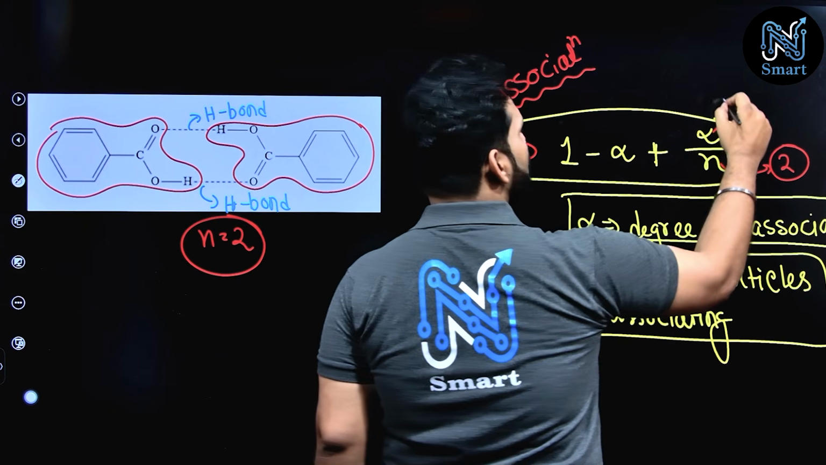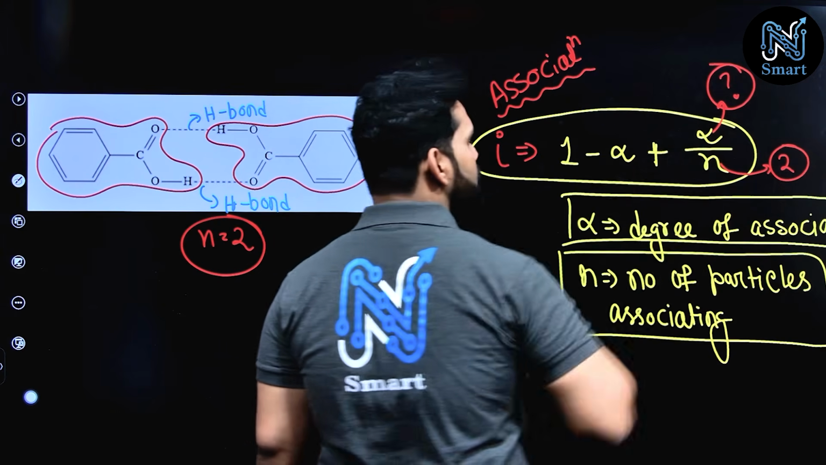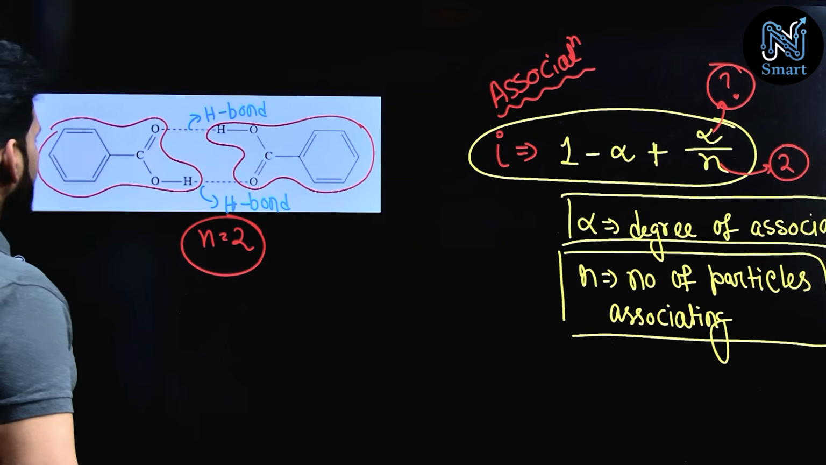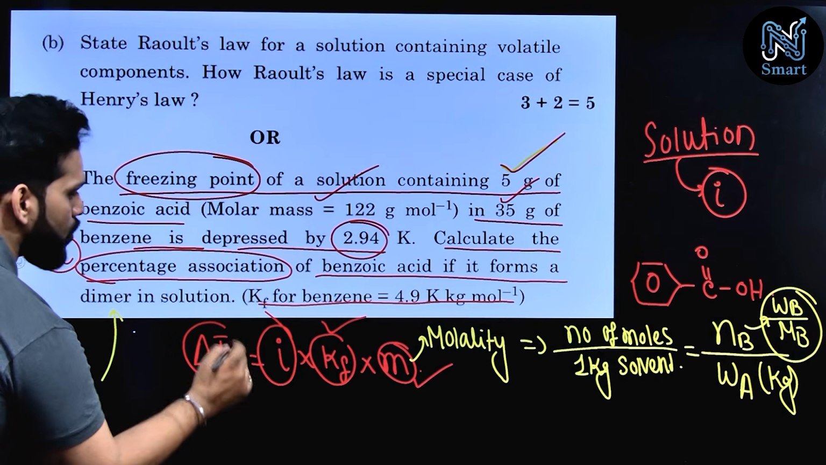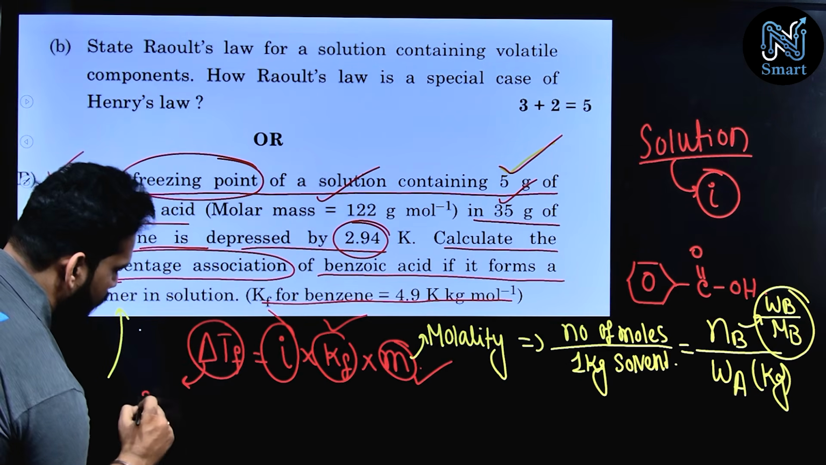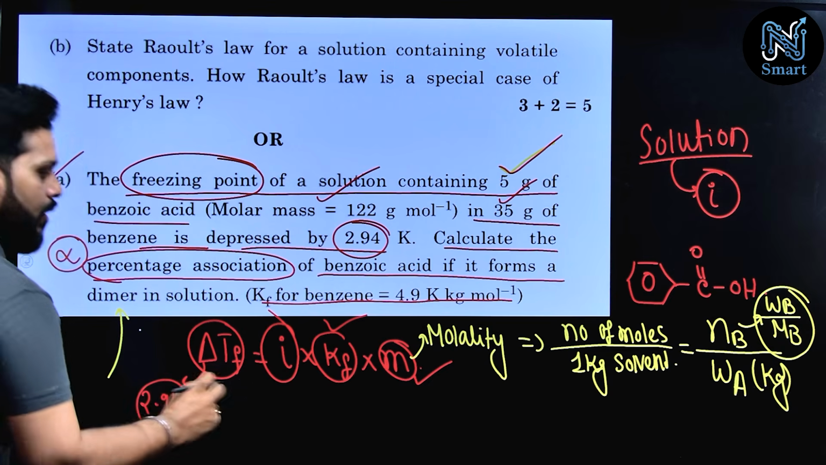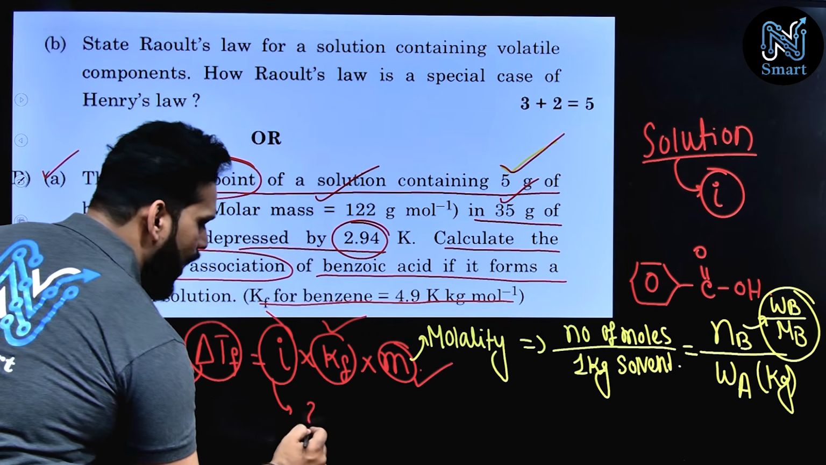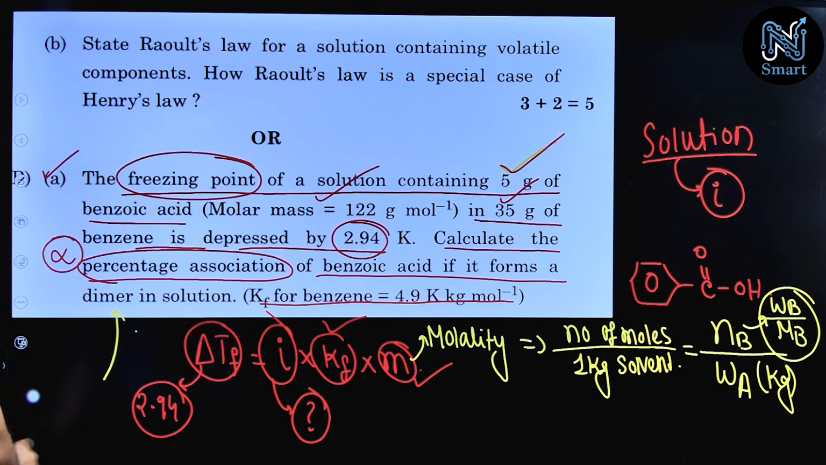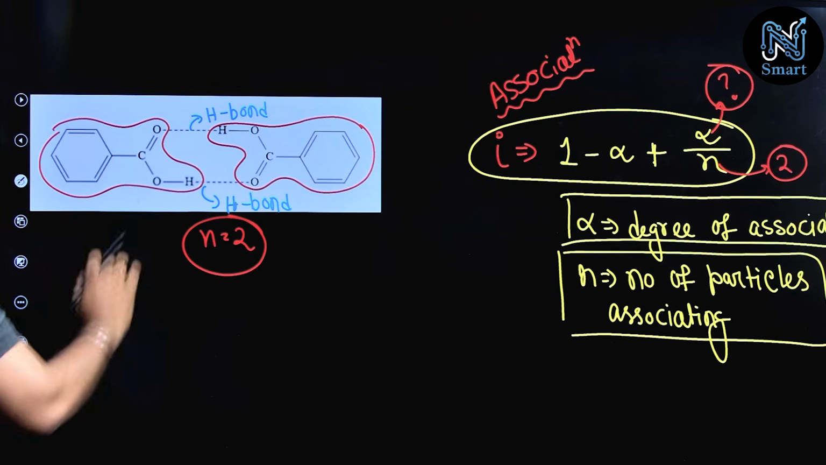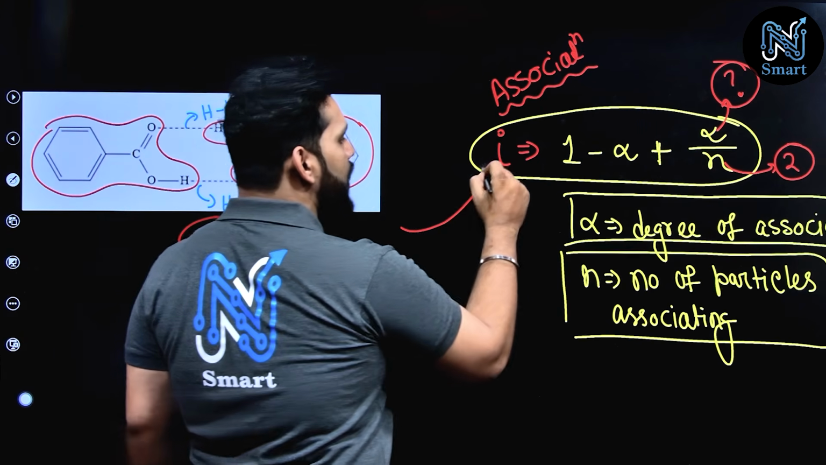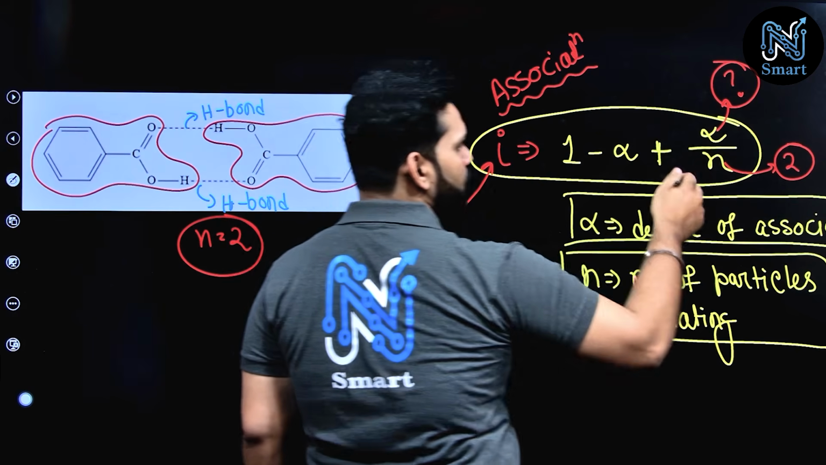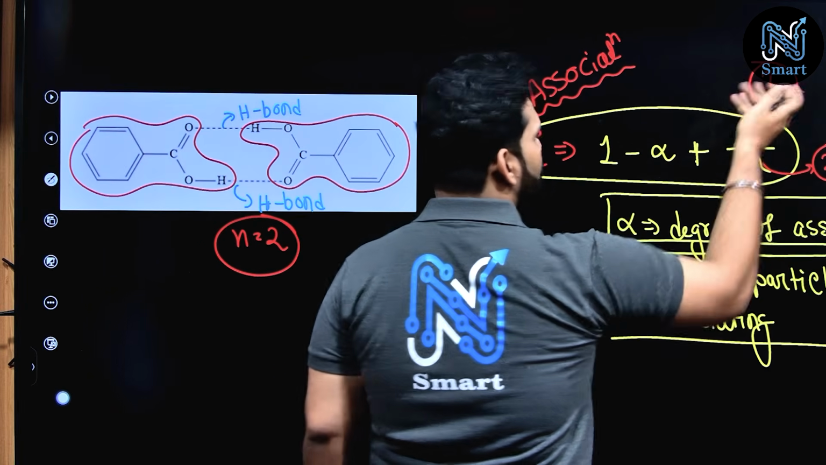You have to find out the value of alpha from here. That's the question, right? One more time, the delta Tf was also given. What was the delta Tf? 2.94. So you have the Kf value, you have the m value, you have the delta Tf value. You find out what is going to be the i value. Once you find out the i value, you put it in the next equation, 1 minus alpha plus alpha by n. The n value is given as 2. You have to find out alpha.